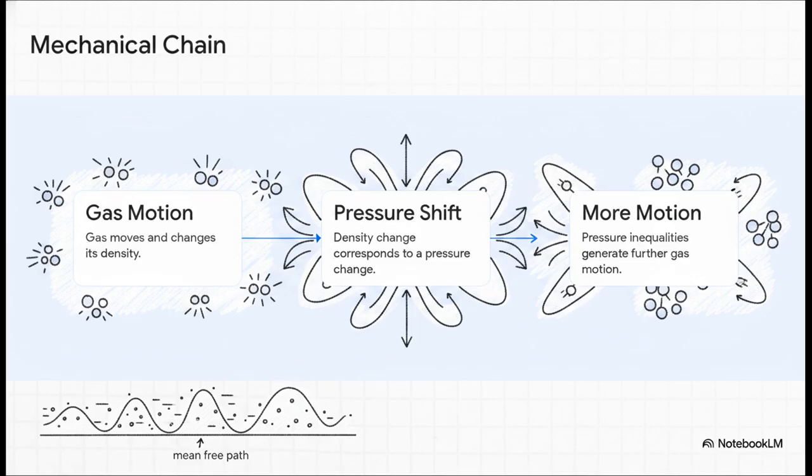This whole chain reaction only acts like a wave because the distance between these pressure crests is vastly larger than the mean free path. That's just a fancy term for the tiny distance a molecule travels before it smacks into another molecule. If the sound wave was too short, the molecules would just lazily drift from high to low pressure. Everything would equalize instantly, and the wave would just fizzle out before it even started.